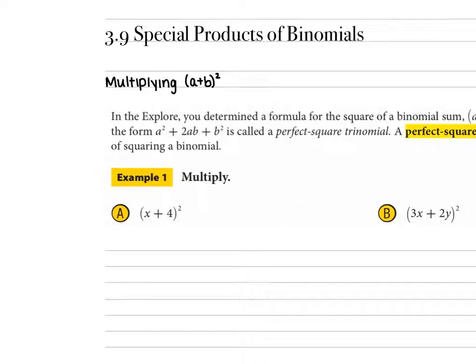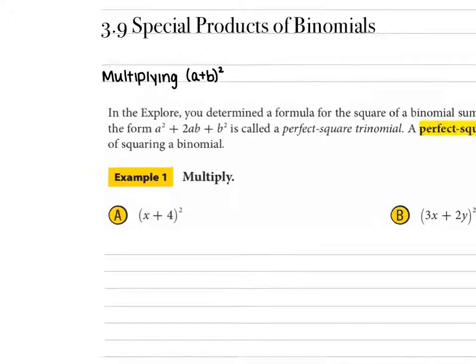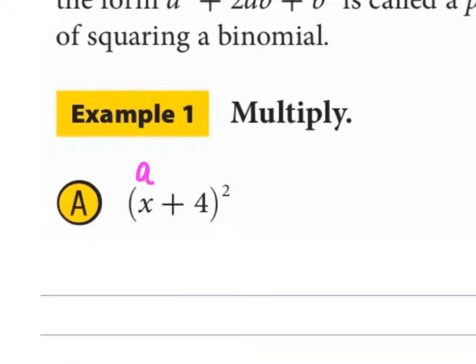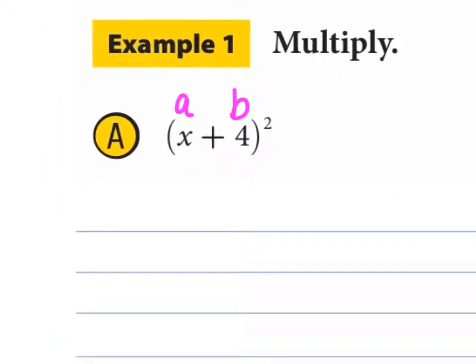This formula that we have is a squared plus or minus 2 times a times b plus b squared. You get the a from the first term, the b from the second term. So if we look at example A, we have x plus 4 squared. The a is x, the b is 4.